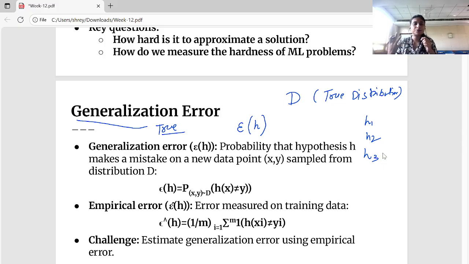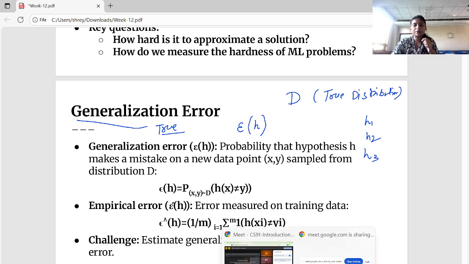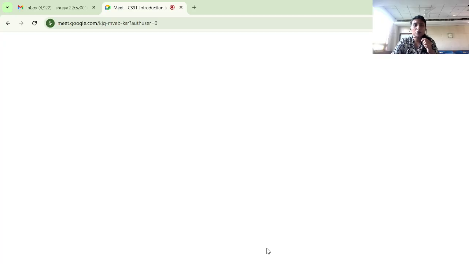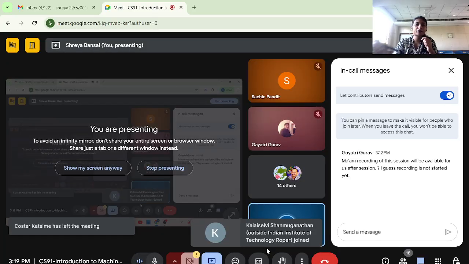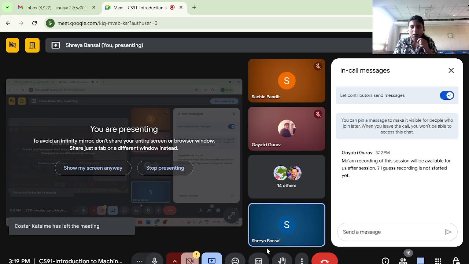In the general sense, you can understand it like this: let's say you are here, 14 students are here, and you all constitute different hypotheses, right? Yes, available.